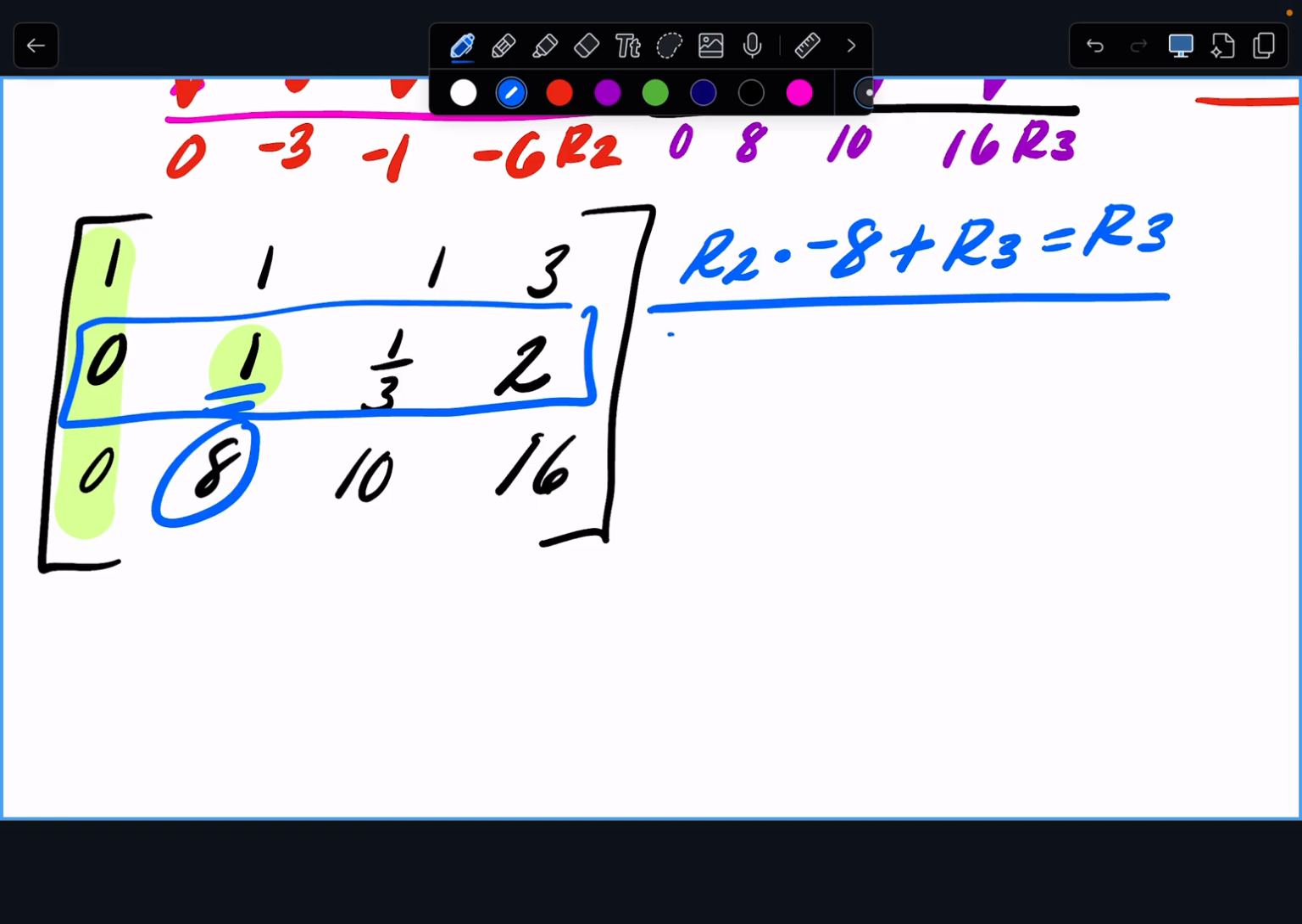Okay, let's do it. So we get 0, -8. No, don't do decimals. -8/3 and -16. Write down current row 3 as it currently is: 0, 8, 10, 16.